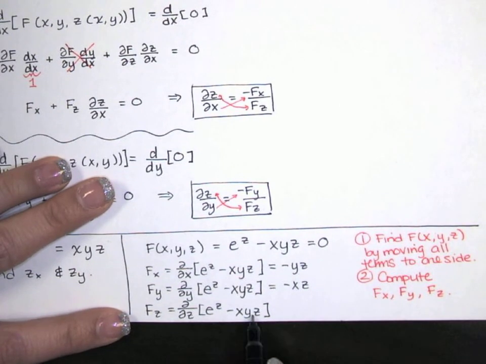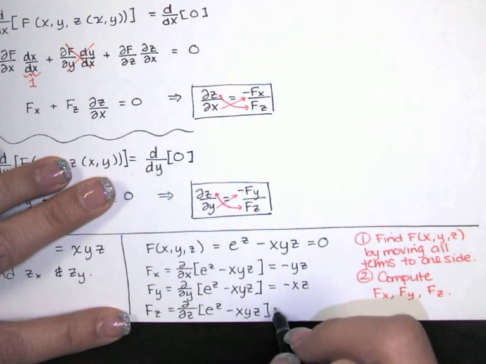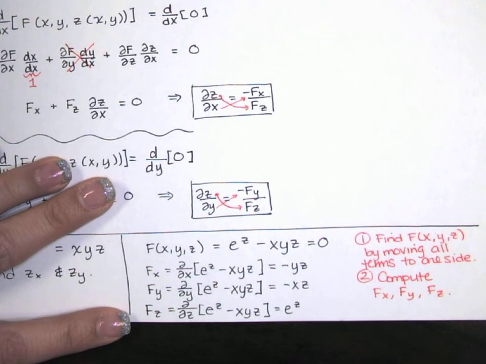And now I'm taking the derivative of the same expression with respect to z, treating x and y as constants. There is a z in this, so the derivative of e to the z is e to the z. And then for this term, I've got a constant times e to the z. The derivative of a constant times e to the z is just the constant.